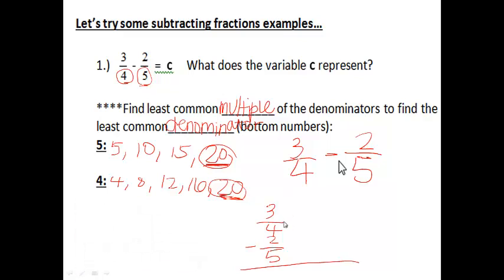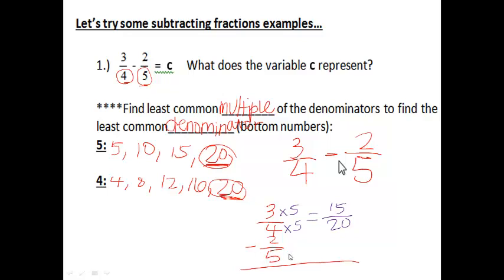So how do I get to my common denominator? Well, I'm going to multiply this whole fraction times what to get 20 in the bottom? Very good, times 5. Whatever I do to the bottom or the top, I have to do the same thing. So this would give me 15 over 20. So now I have the common denominator I want.